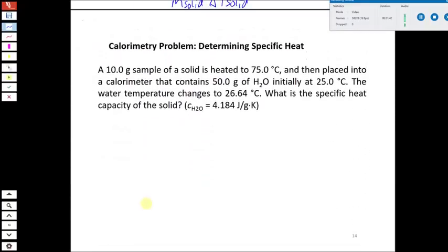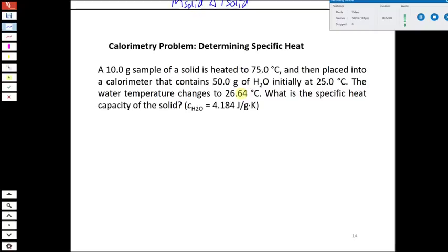So let's say we take a 10-gram sample of a solid, heat it to 75 degrees Celsius, and then place it into a calorimeter that has 50 grams of water initially at 25 degrees Celsius. The temperature of the water changes to 26.64 degrees Celsius. What is the specific heat capacity of the solid?